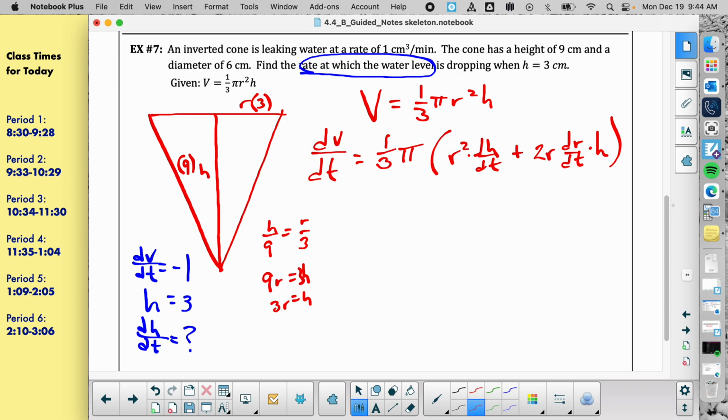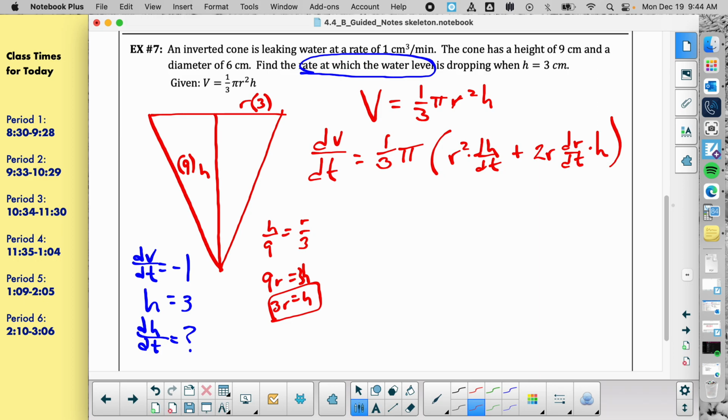If I have 3r is h, in the answer key they used this information to substitute out the radius. They just got rid of the radius completely. Instead of writing radius in the original formula, they solved for r and put 1/3 h in place of r. That made only one variable, which made the derivative a lot easier. That's definitely the way you want to do it. I'm just trying to show you that you can do it both ways.